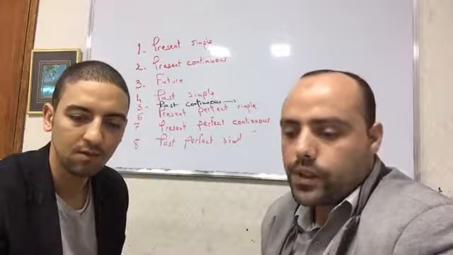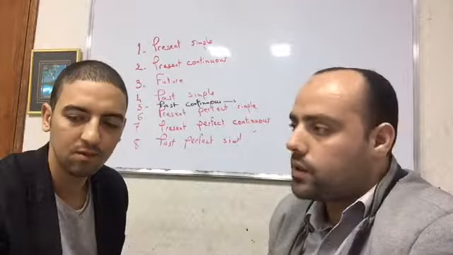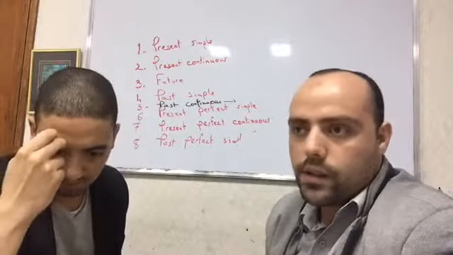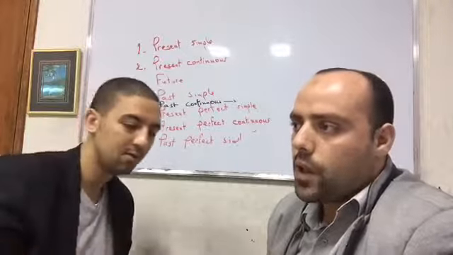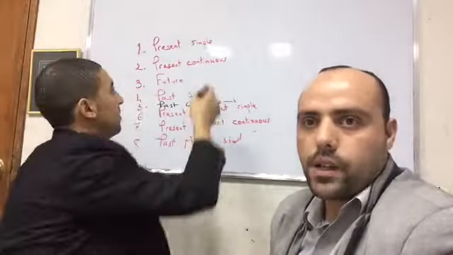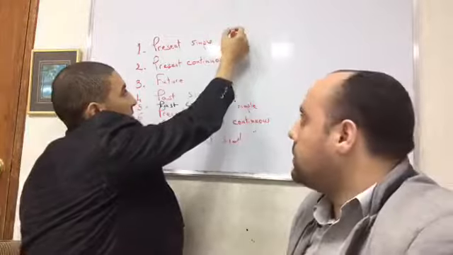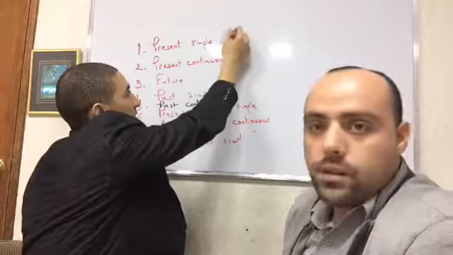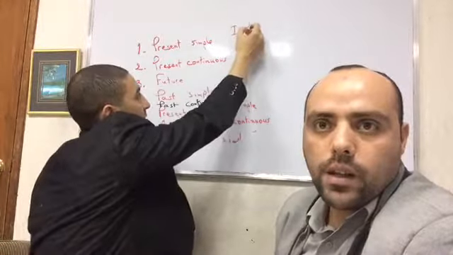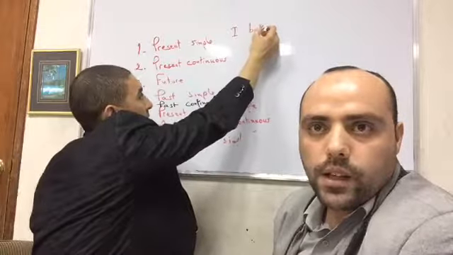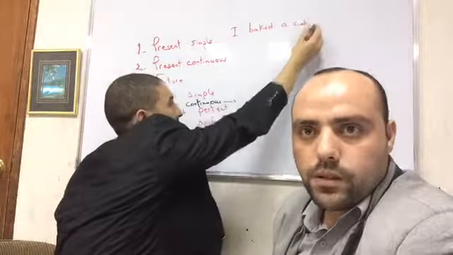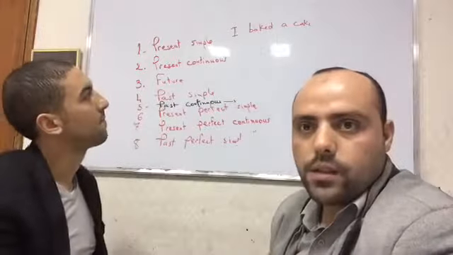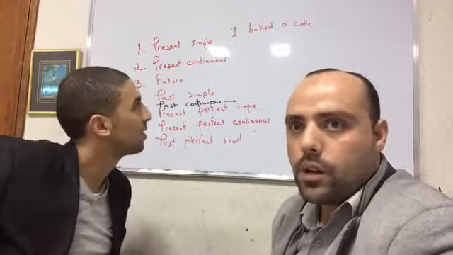For example, if I'm going to talk about the present simple here, I can say, I bake a cake every Friday. This is the present simple tense. I bake a cake every Friday. It's a so easy tense. We've been talking about it before.